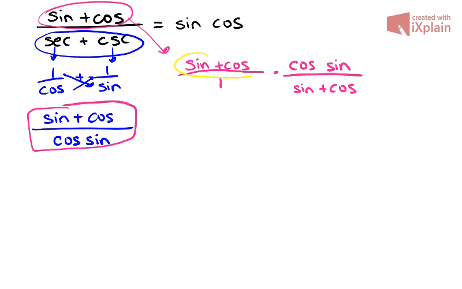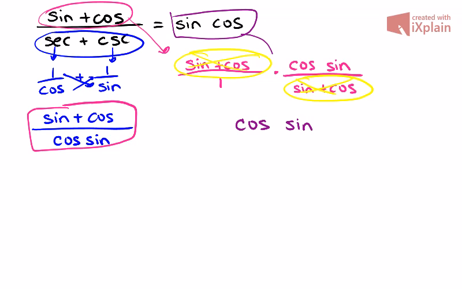And now I have a sine plus cosine on top and bottom. I can cross those out, and that leaves me with cosine times sine, which is exactly what I needed.